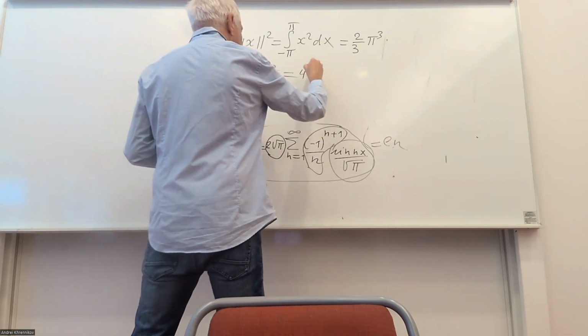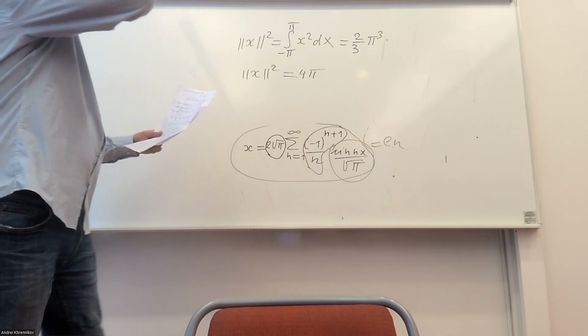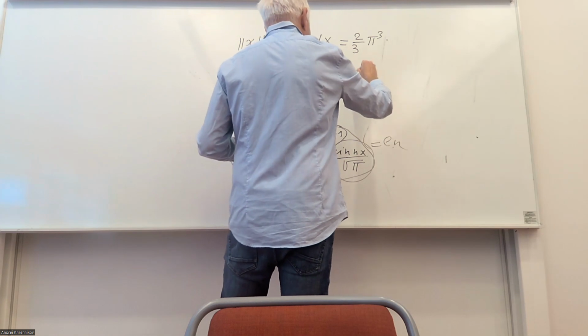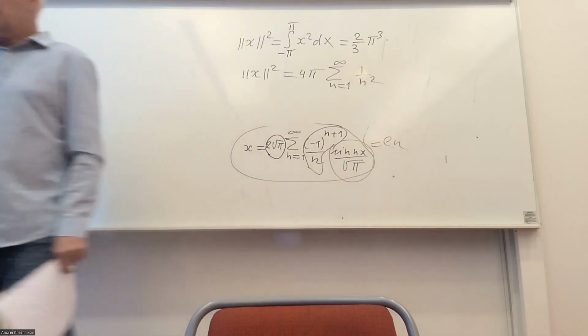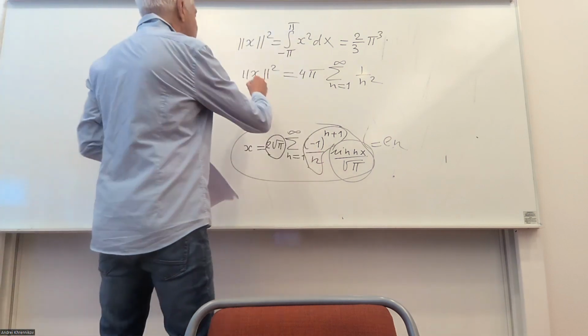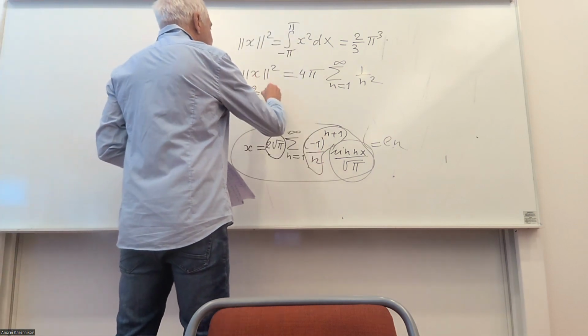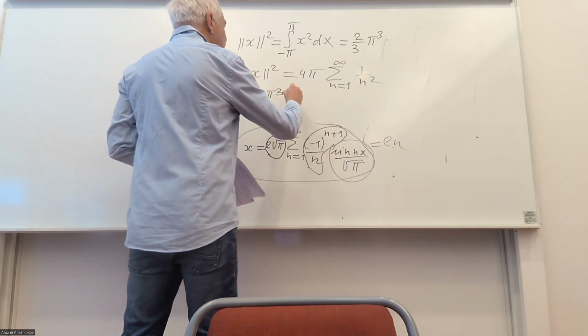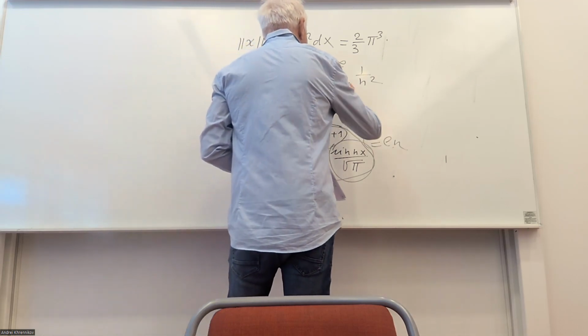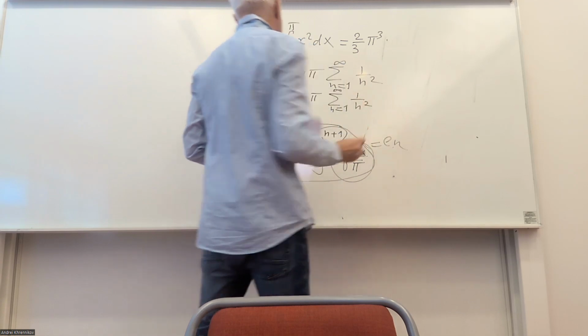It is 4 pi, and here would be the sum over n from 1 to infinity of 1 over n squared. I just wrote the Parseval equality with respect to the orthonormal basis e_n. But I also know who is the norm of x squared. So it is 2/3 pi cubed, equal to 4 pi times the sum over n from 1 to infinity of 1 over n squared.